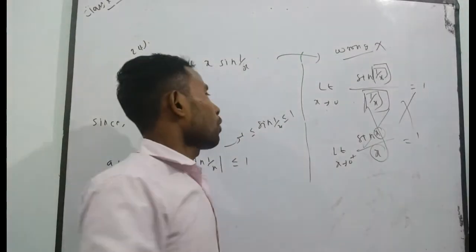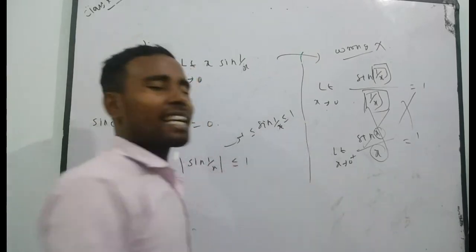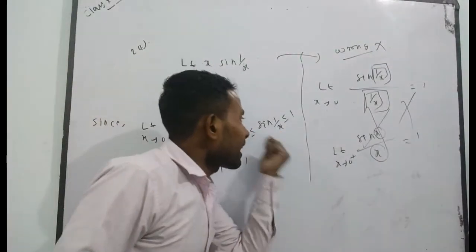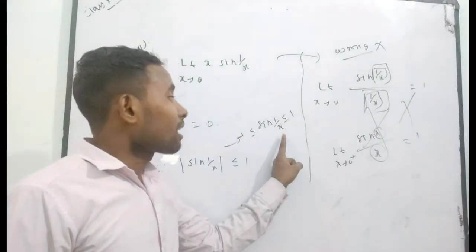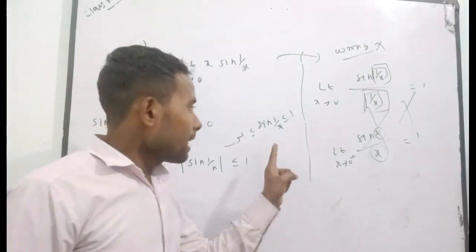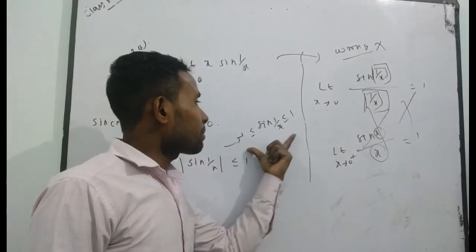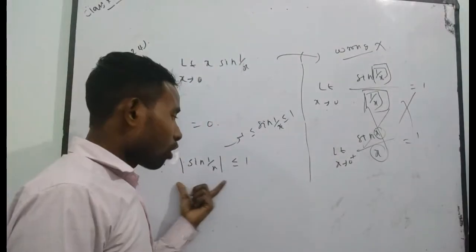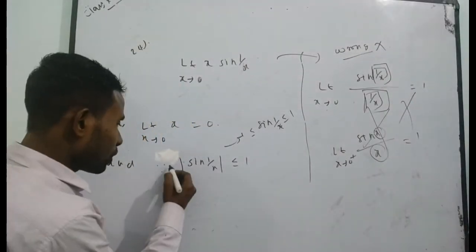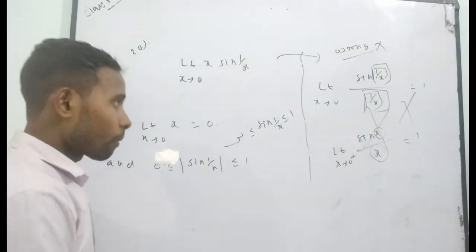For any value of x, you can take larger and larger values of x or smaller and smaller values of x, but sin(1/x) always lies between -1 and 1. If sin(1/x) lies between -1 and 1, then its modulus is always less than or equal to 1, but greater than or equal to 0.